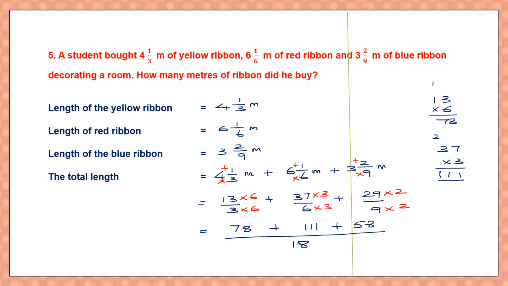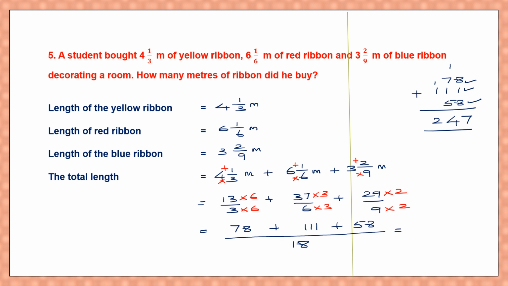So now we have all our numerators and our denominator is 18. So let's add up the numerators. 78 plus 111 plus 58. So let's add up all these. 8 plus 1 is 9. 9 plus 8 is 17. Carry 1. 1 plus 7 is 8. 8 plus 1 is 9. 9 plus 5 is 14. Carry 1. 1 plus 1 is 2. So we have 247 and the denominator is 18.